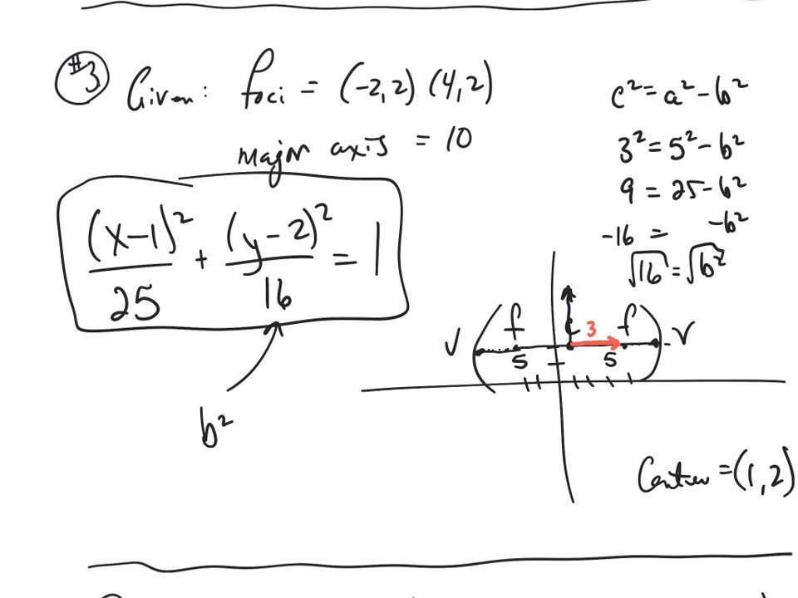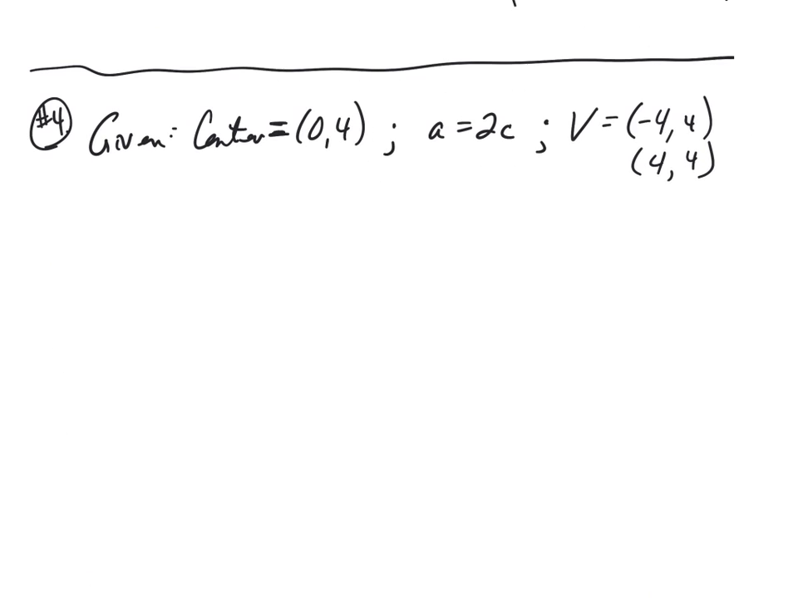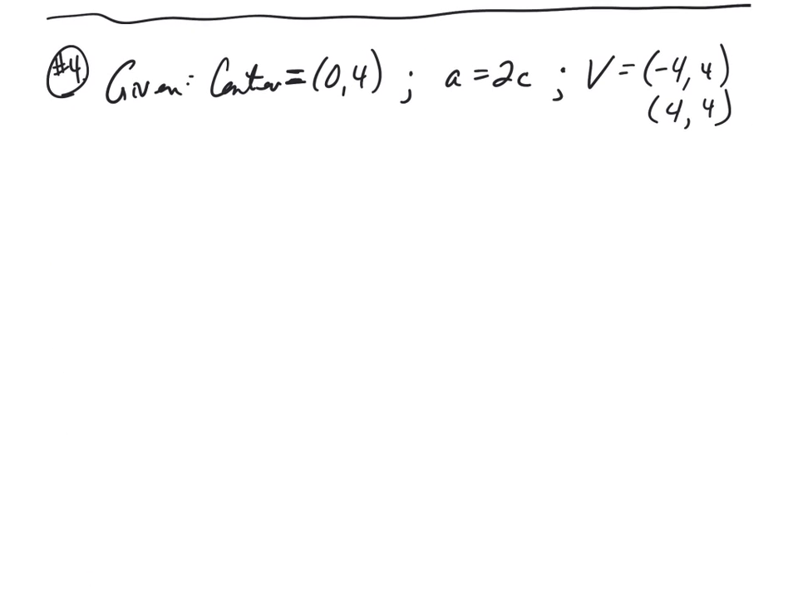Okay, and I've got one more for you, and then we'll call it a day. All right, what if I were to give you the center, a relationship between A and C, A is equal to 2C in this case, and the location of the vertices? Is that enough info to get to our equation? Well, let's give it a try. Again, start by drawing yourselves a picture.